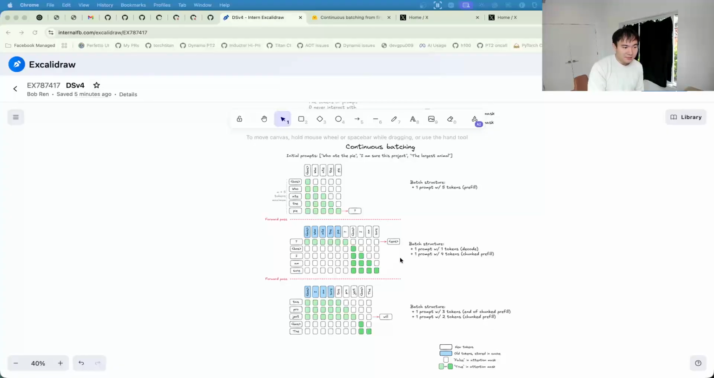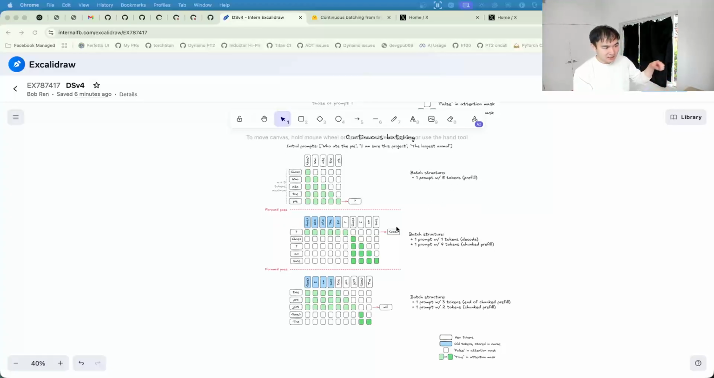After running this batch through the engine, we predict end of sentence, and so we know that this ends. In the next forward pass, we can finish this chunked prefill. We can do this project prefill, as well as a single decode. Then we can start the next prefill of beginning of sentence, and then largest animal, whatever. You can see these engines are continuously batching these requests.